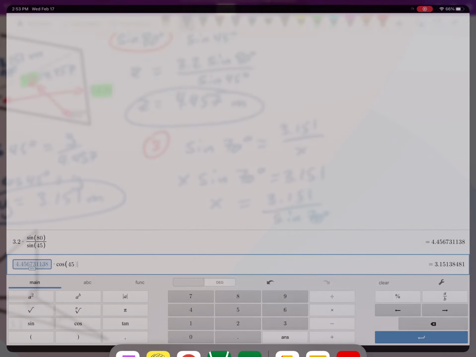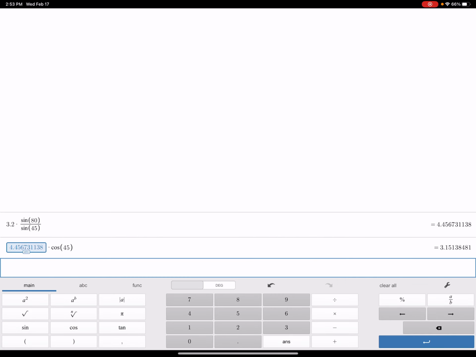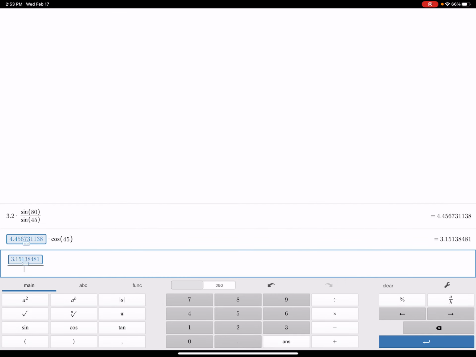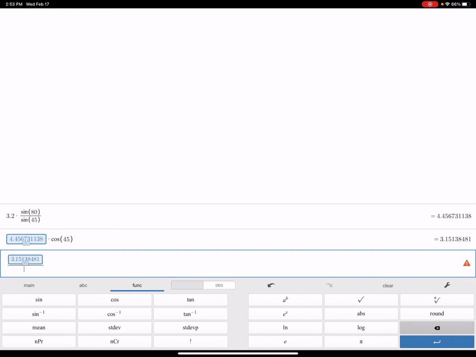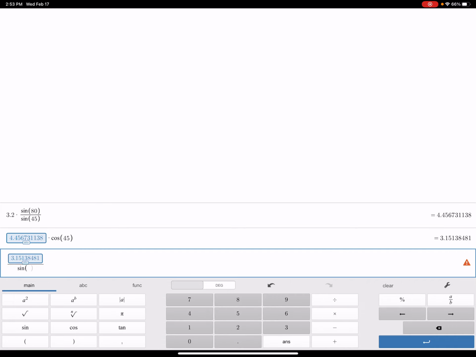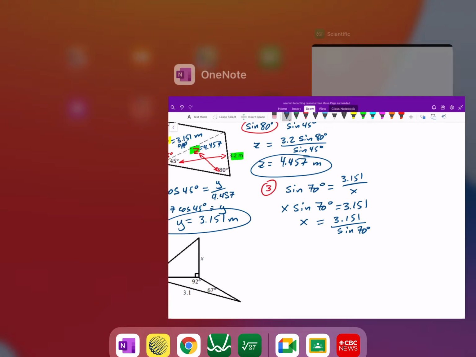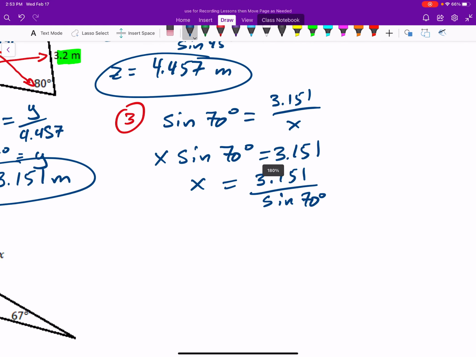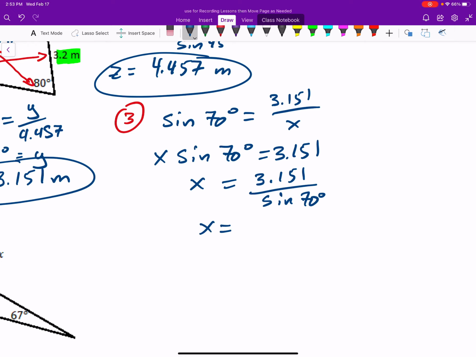And again, I can just take my previous answer and say divided by sine 70, and 3.3536, etc. Now would be a good time to round it. So maybe 3.4 or something like that. Does it say nearest tenth? Yeah. So x, now that I'm done, I'll round it to 3.4 meters. And there's my final answer.